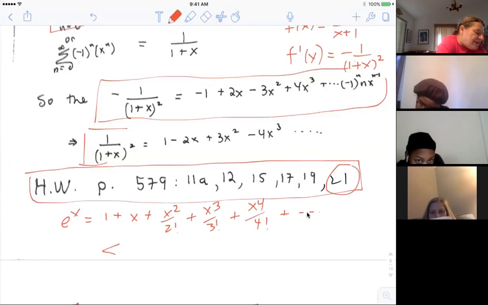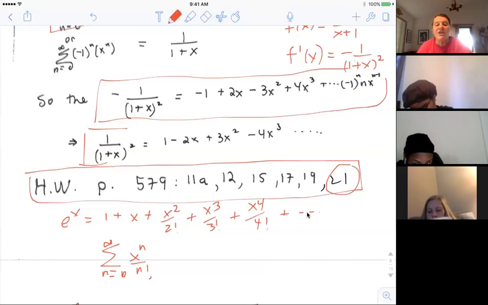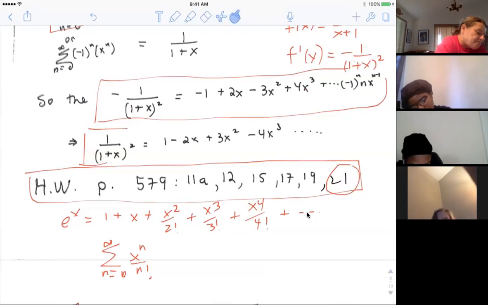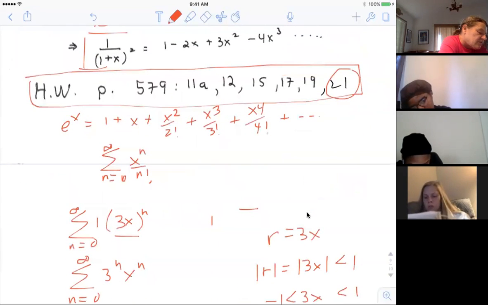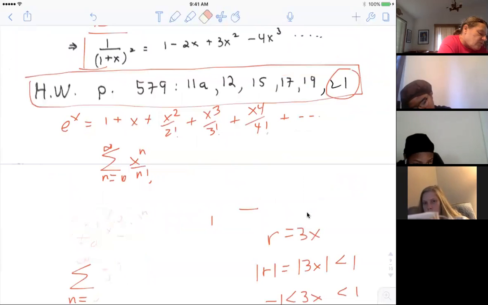Well, when I write it, it looks like this: the sum from n equals 0 to infinity of x to the n over n factorial. I want to use the ratio test to show you where this converges. Just another little practice on the ratio test.